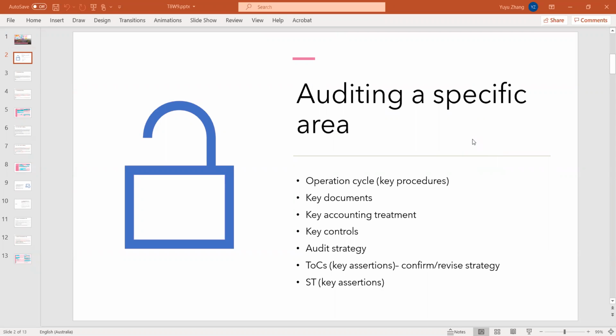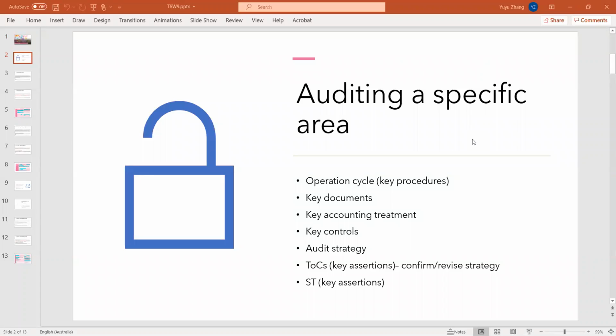First, we need to understand the key procedures, actually the whole business cycle, the whole operation cycle. From that, you need to identify what the key documents, key accounting treatments, and also key controls are. Based on the understanding of the business risk and also the control, the auditors would have a preliminary audit strategy, which is either a predominantly substantive approach or otherwise the lower control risk approach.